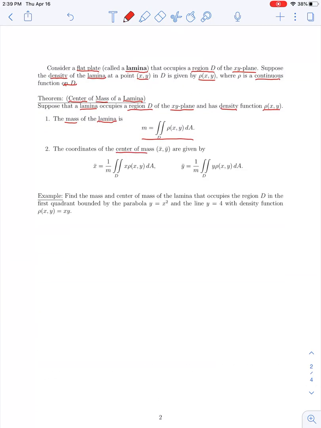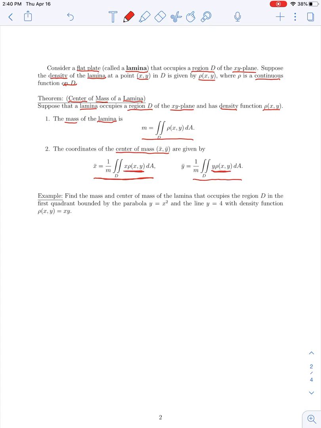to get our center of mass here, x bar, y bar, some point in the plane, we would use the following equations. To find the x-coordinate for the center of mass, we take 1 over the mass of our lamina times the double integral of x times our density function over the region D. And to find the y-coordinate for the center of mass, we take 1 over the mass times the double integral of y times the density function over our region.